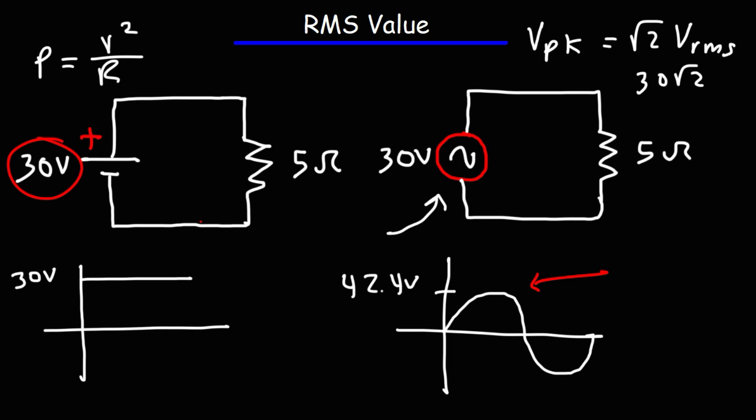As you can see, it's not the same as these two numbers. So to get the same power dissipation across this resistor, you need to use the RMS voltage instead of the peak voltage, and that is 30 volts. So that's why it's important to understand how to calculate the RMS value given the peak value, because the RMS value tells us what the equivalent power dissipation would be to that of a DC circuit.